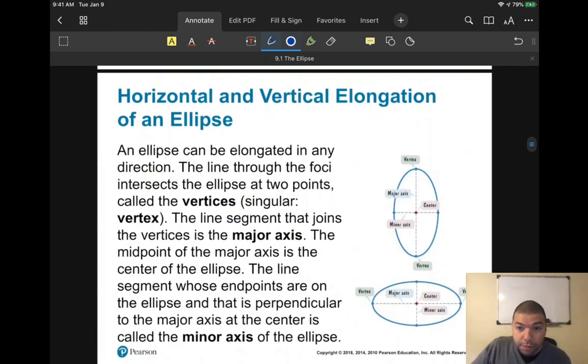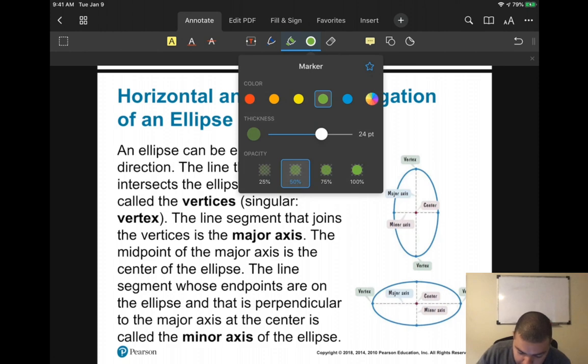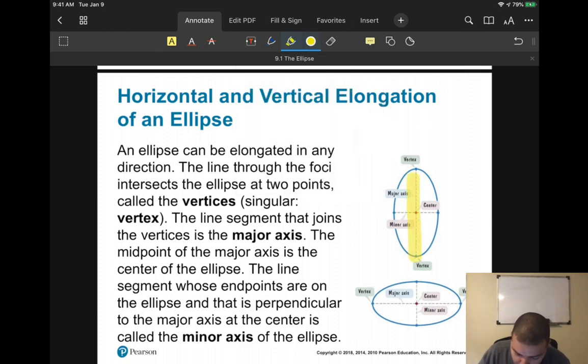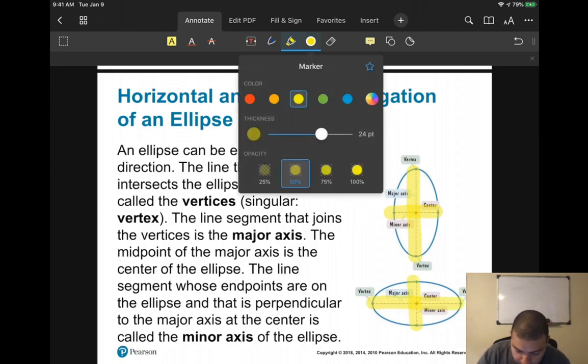Some names here. The longest part of the ellipse, so it's an elongated circle, right? You elongate it in one direction and you sort of shorten it in the other direction. So the direction in which it's longer is called the major axis. So this is called the major axis, and this is the minor axis. Okay. It could have been the opposite, right? It could have been the major axis in the horizontal, and the minor axis in the vertical.